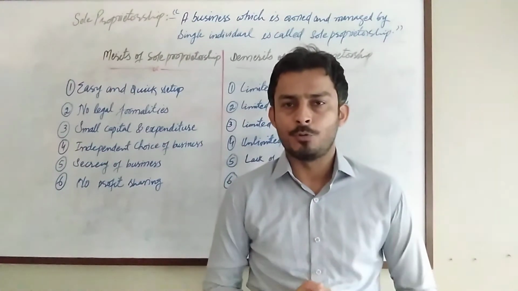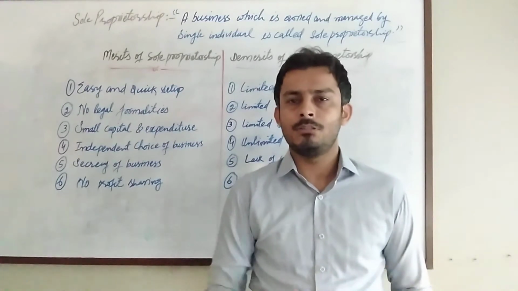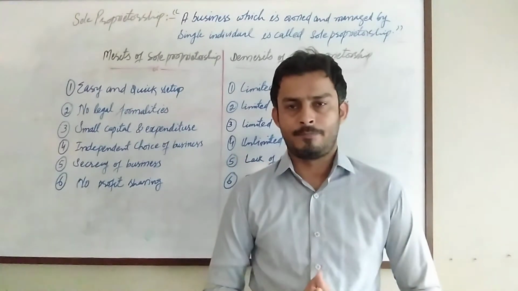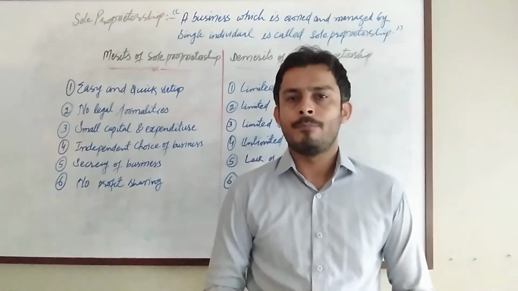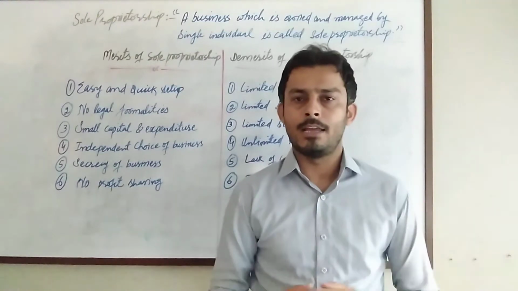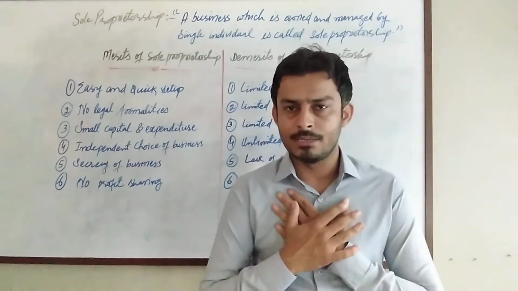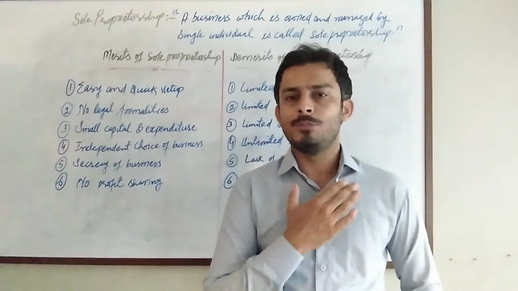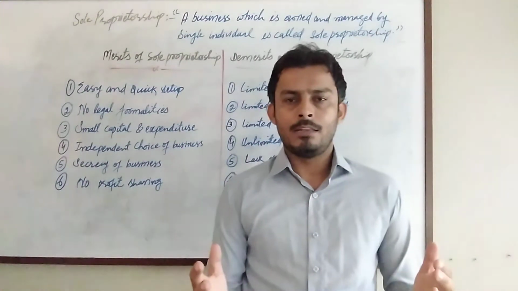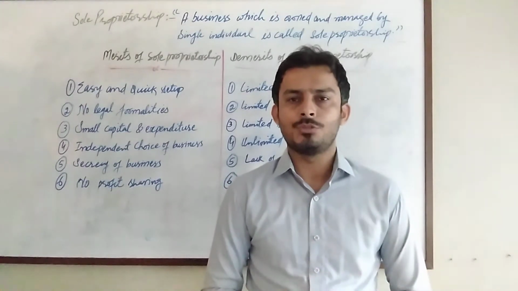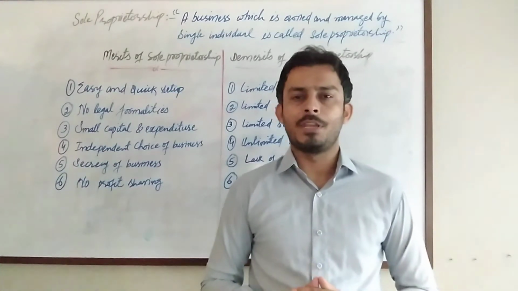It's called sole proprietorship. So there are two important terms in this definition: ownership and management. Any sort of business which is owned and managed by only one individual is considered a sole proprietorship. Suppose I have started a business as a sole trader, so now I'm the owner of the business and simultaneously I'll be managing the business. None other than me is going to help me out in the management of the affairs of the business. So that is considered a sole proprietorship.